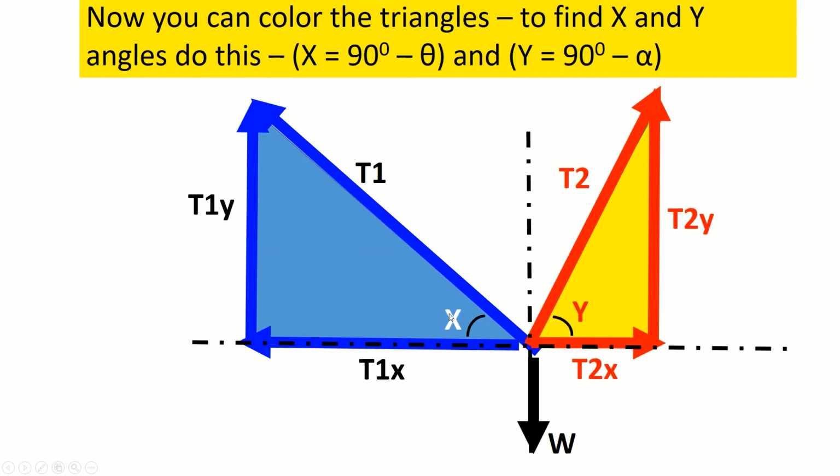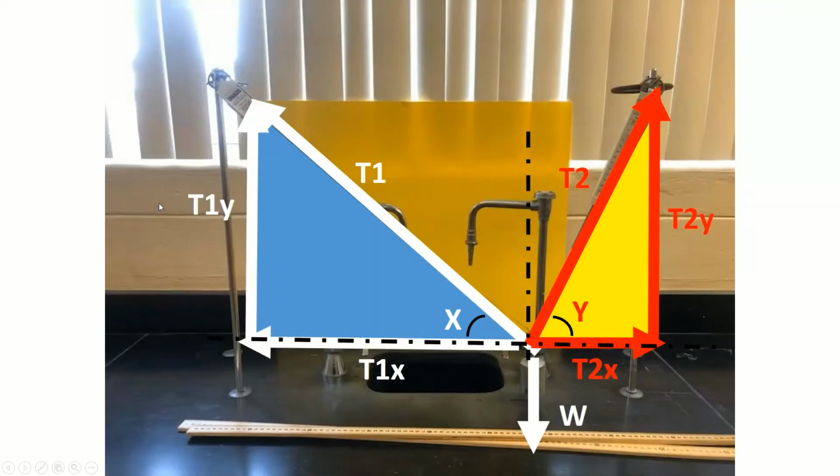To determine this angle X, all that you need to do is subtract the angle theta from 90. The same thing with Y: it will be 90 minus the angle alpha. The reason is that we want to use those two right triangles where the hypotenuses are the tensions that we read on the scale. So this makes an analogy with the previous picture that you have, and now the diagram is converted into an all-vector system.